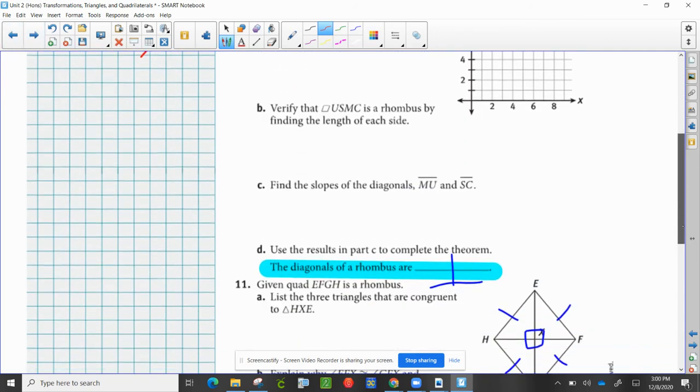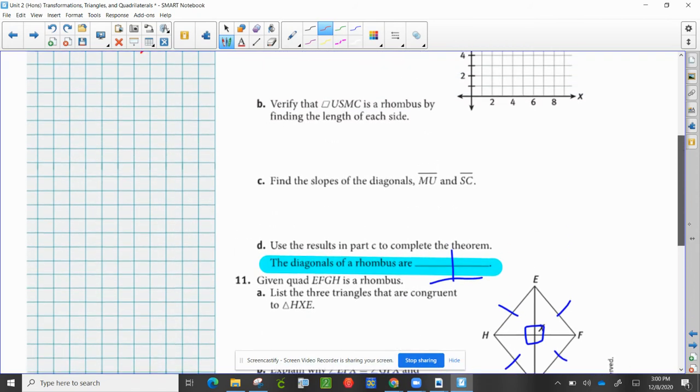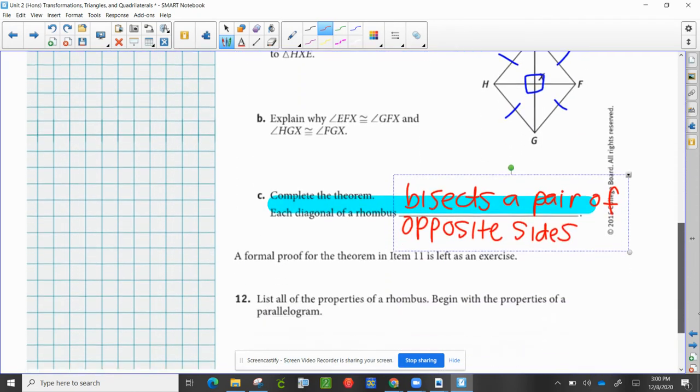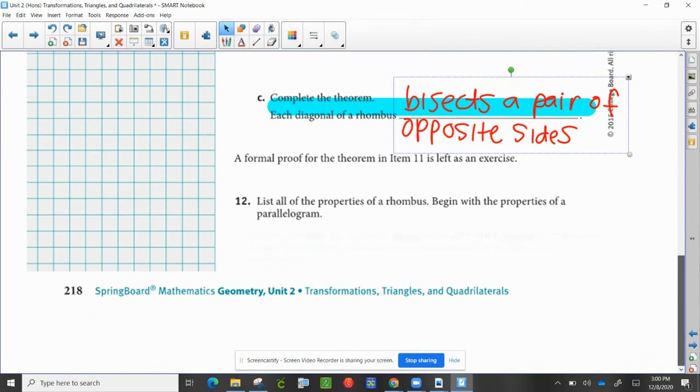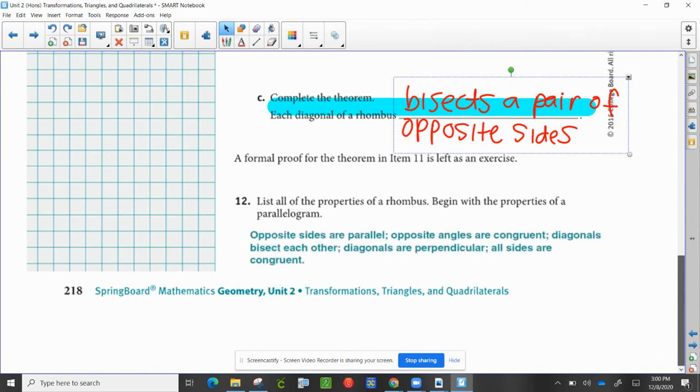Oops, I missed where it has us list all the properties. Sorry about that. So listing all the properties of a rhombus: their opposite sides are parallel. They are also congruent. Opposite angles are congruent. Their diagonals bisect each other, and the diagonals are perpendicular, and all sides of a rhombus are congruent. So we're going to use this to answer some questions now in the next slide.